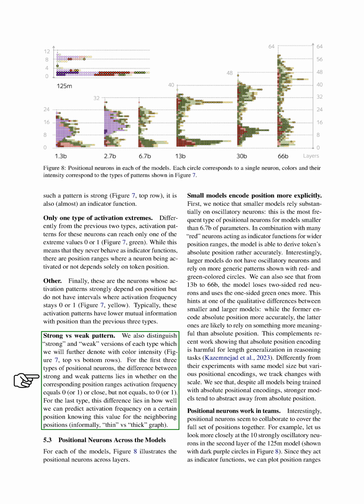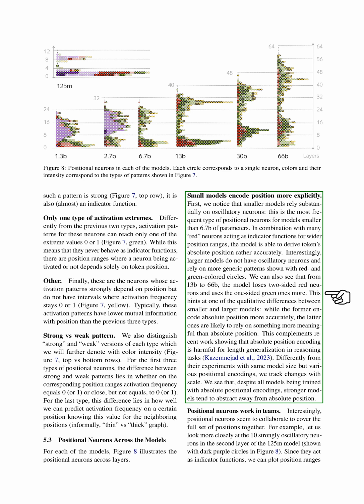Next, we examine how these positional neurons behave across different models. We find that smaller models rely heavily on oscillatory neurons, which allows them to accurately determine a token's absolute position. Larger models, on the other hand, do not have oscillatory neurons and rely on more generic patterns. Interestingly, as the model size increases, the model tends to abstract away from absolute position, suggesting that larger models rely on something more meaningful than absolute position.